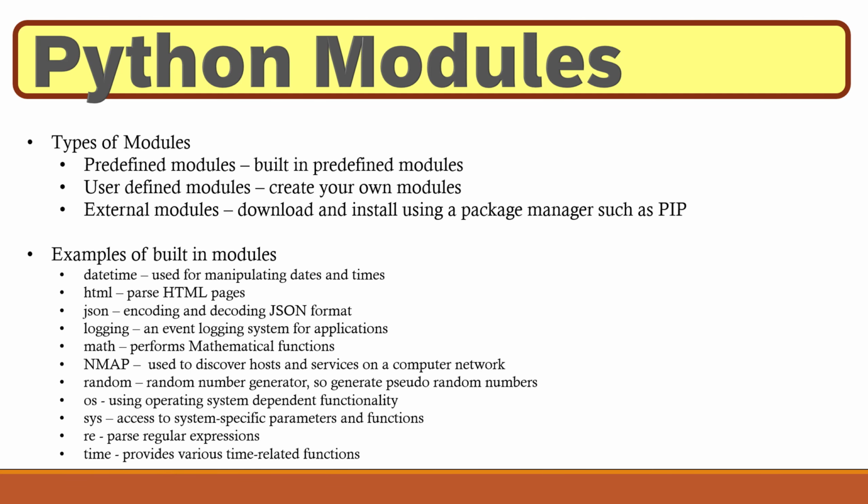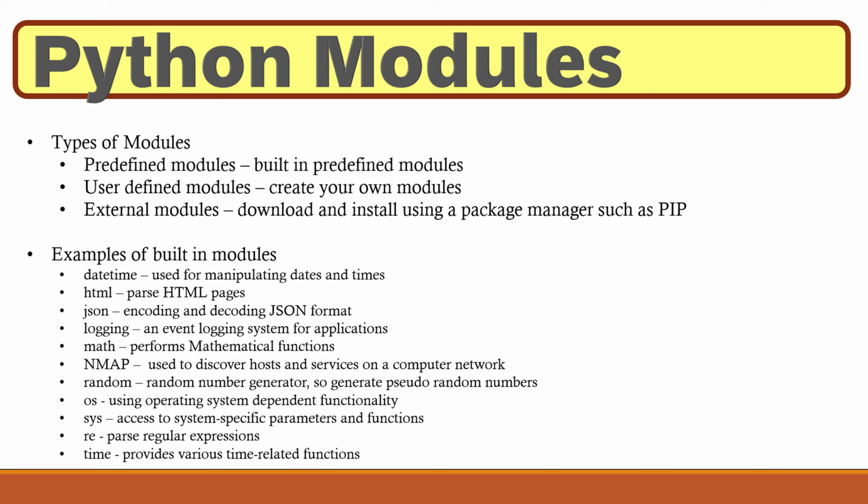Going back to the built-in predefined modules, these are some of the common modules in Python, which are datetime, used for manipulating dates and times, HTML for parsing HTML pages, and JSON for encoding and decoding JSON format code. Python has a built-in module called JSON, where you are able to read JSON documents with the json.load method, or you can convert your data into JSON files with the json.dump method. Those are two examples of how you would use the JSON module.